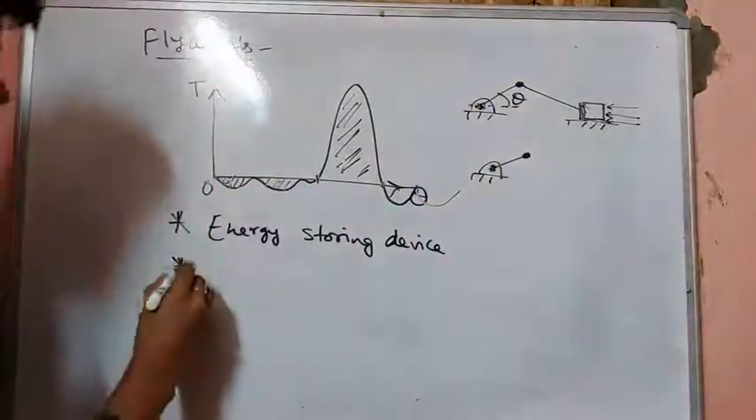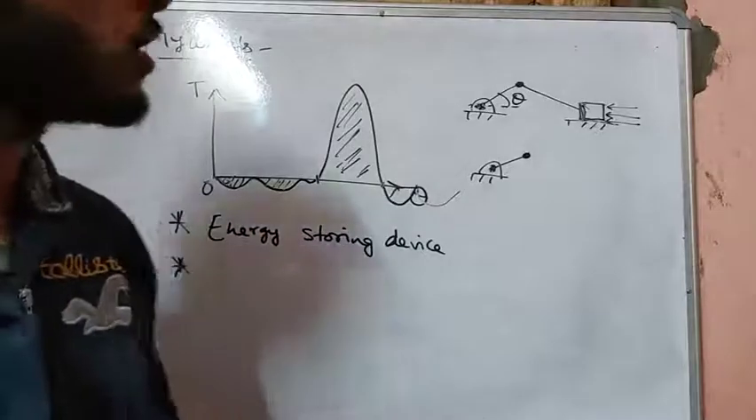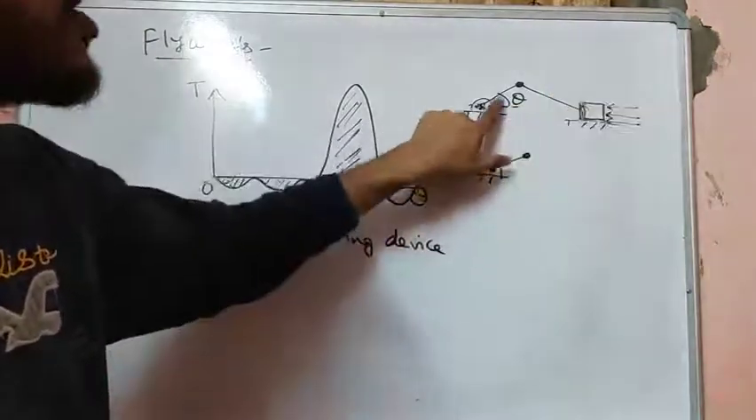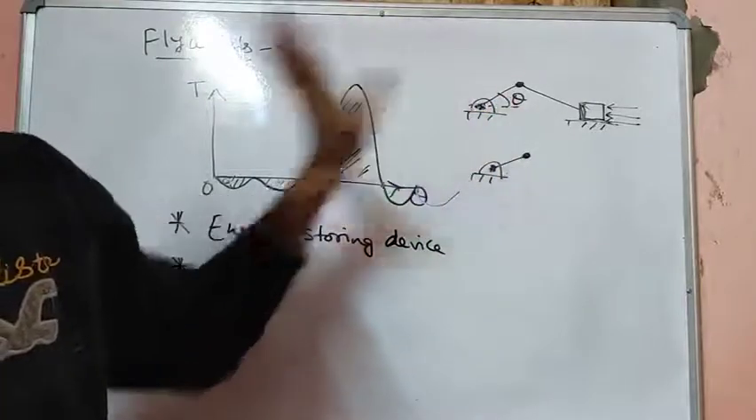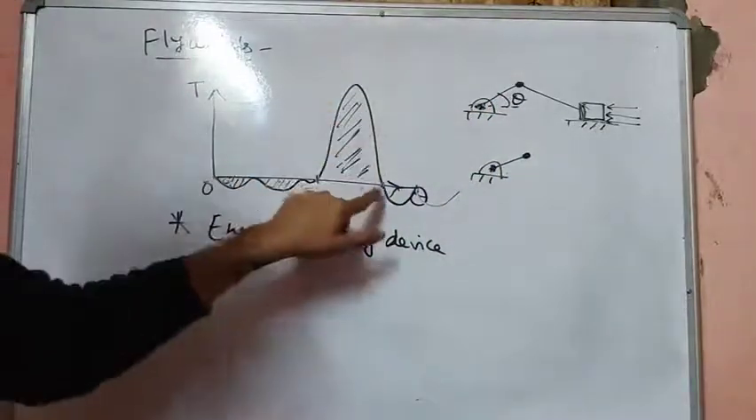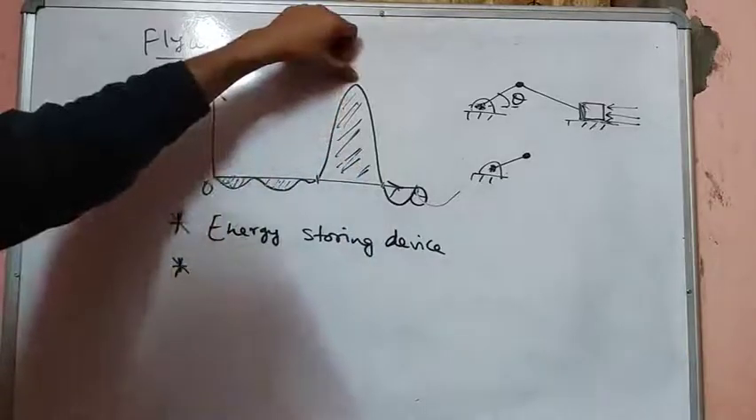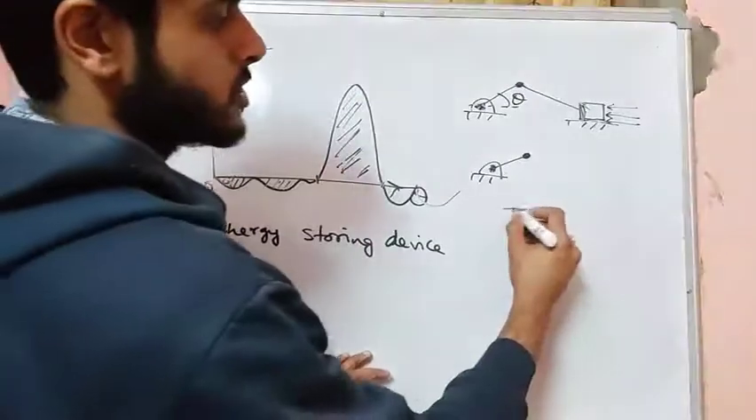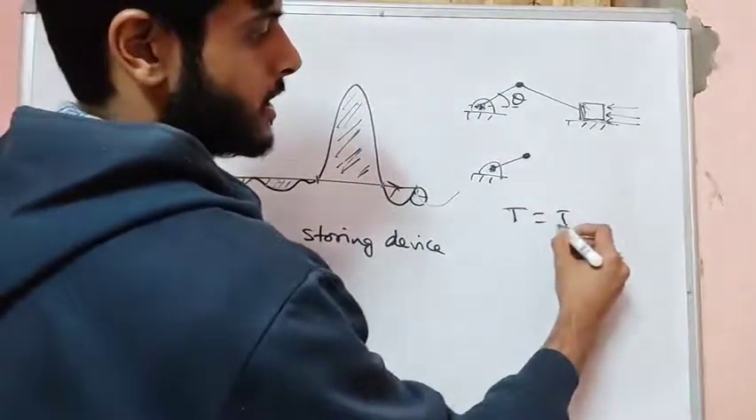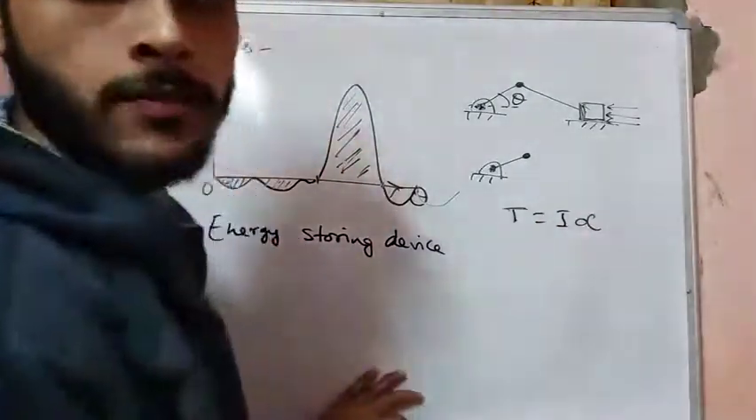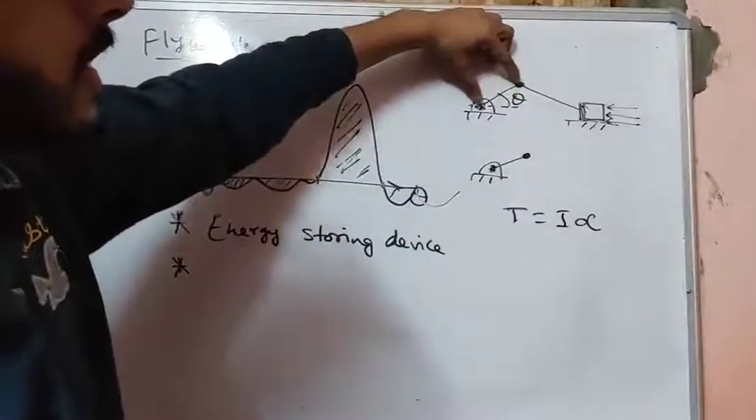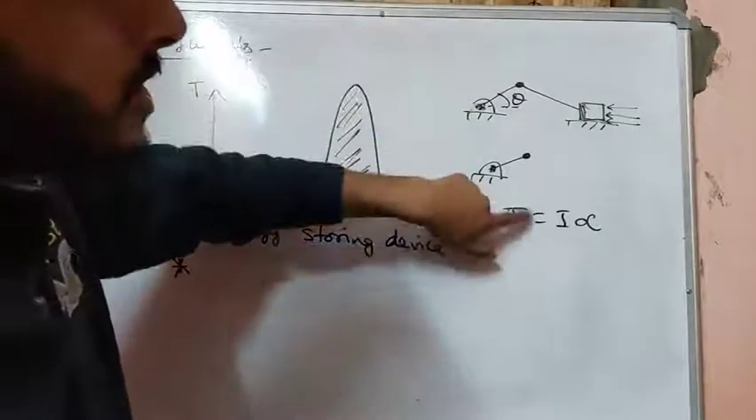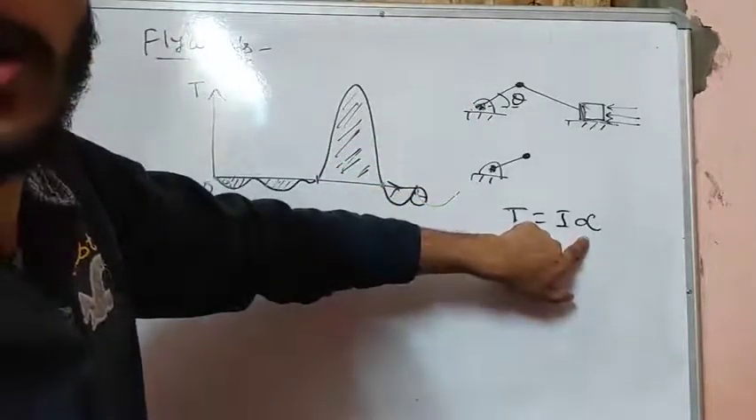Why do we need to store mechanical energy? Because when the piston produces a power stroke, the angular speed of this crankshaft will change drastically, as you can see over here. Because of this extra torque, the turning moment increases. As we know from Euler's equations, the moment is equal to I times alpha. If we apply some torque on this crankshaft, it can rotate about this point. So if the torque increases, the angular acceleration also increases.